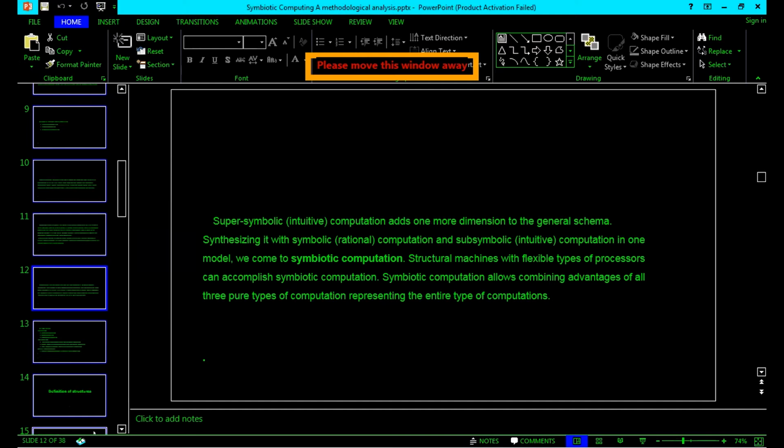So symbiotic computation combines symbolic, sub-symbolic, and super-symbolic types of computation in the same computational process. Structural machines with flexible types of processors can accomplish symbiotic computation. Symbiotic computation allows combining advantages of all three pure types of computation, representing the entire type of computations.